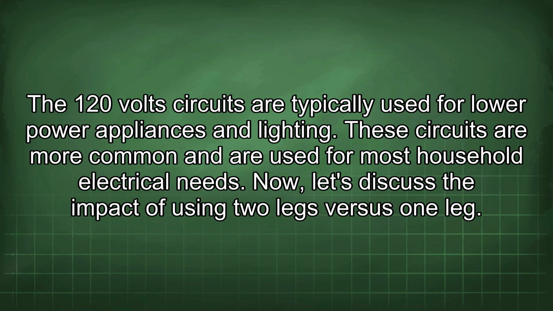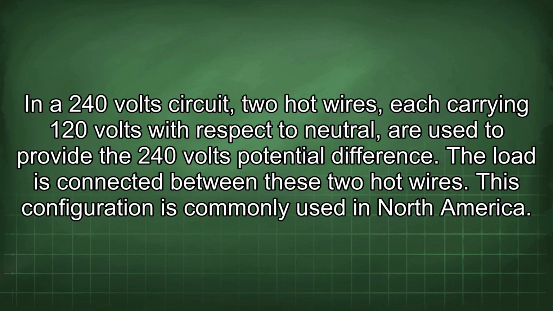Now, let's discuss the impact of using 2 legs versus 1 leg. In a 240 volt circuit, 2 hot wires, each carrying 120 volts with respect to neutral, are used to provide the 240 volts potential difference. The load is connected between these two hot wires. This configuration is commonly used in North America.